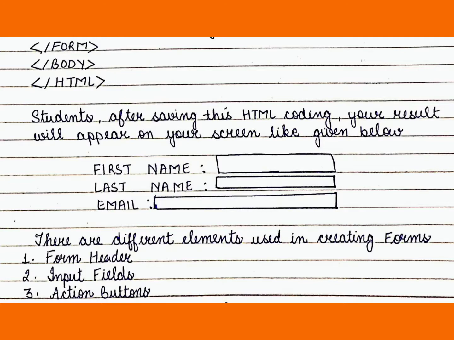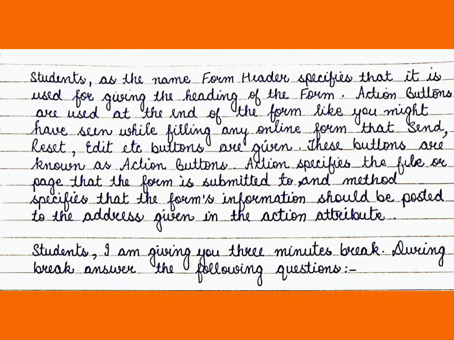Students, after saving this HTML coding, your result will appear on your screen like given below. First name, input box. Last name, input box. Email and an input box will appear on your screen. There are different elements used in creating forms. Number 1, form header. Number 2, input fields. And number 3, action buttons.